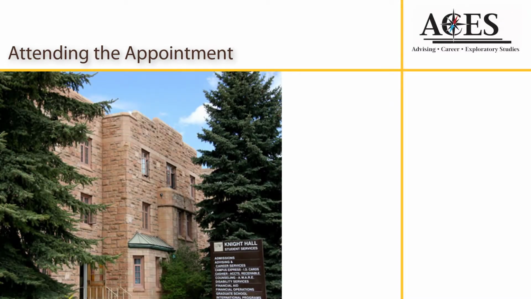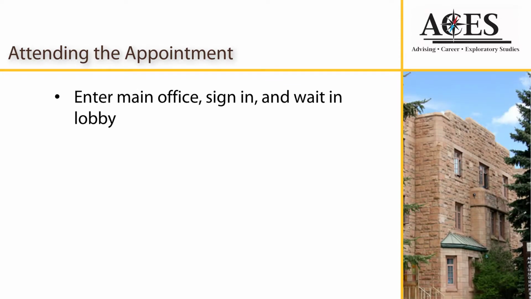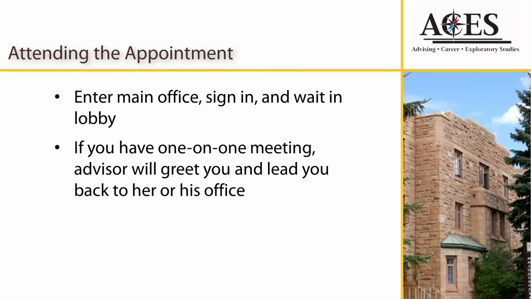Okay, now you're prepared for your appointment. Our office has called you, and the day and time has arrived. Here's what happens during an appointment. If you are coming to our office, we're located in Knight Hall, room 222. When you enter the main office, you'll sign into our scheduling system and take a seat in our lobby. If you are calling in, the procedure remains essentially the same except over the phone. If you have a one-on-one meeting with an advisor, that person will come to the lobby and take you back to her or his office.